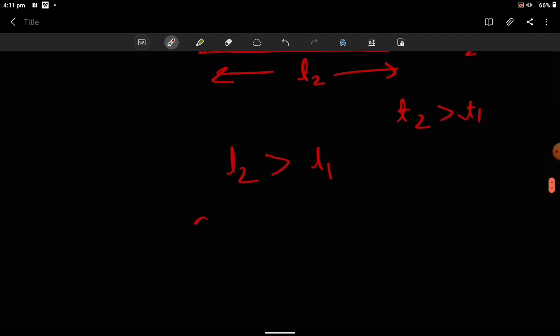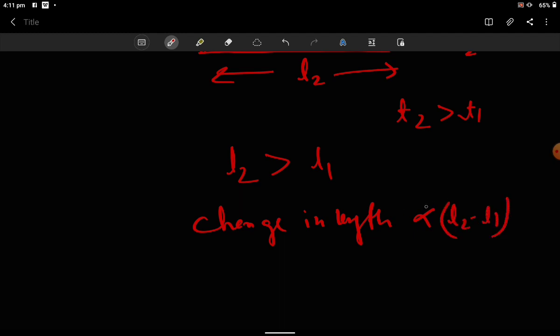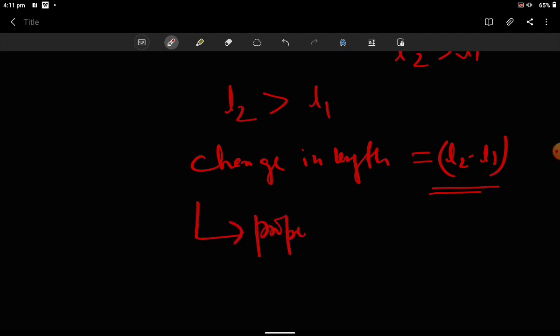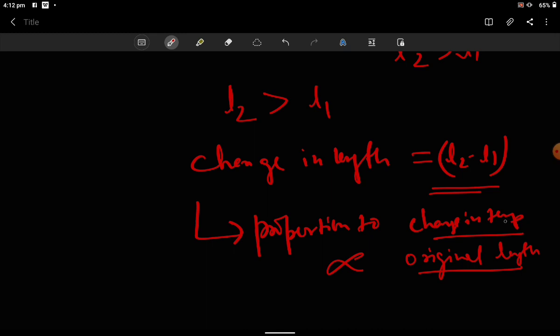Now there will be a change in the length. The change in length will be equal to L2 minus L1. Okay, this is the change in length. Now here we are finding that this change in length is proportional to the change in temperature as well as its original length, that is, the length before heating. So it is proportional to the original length, and it is also proportional to the change in temperature.